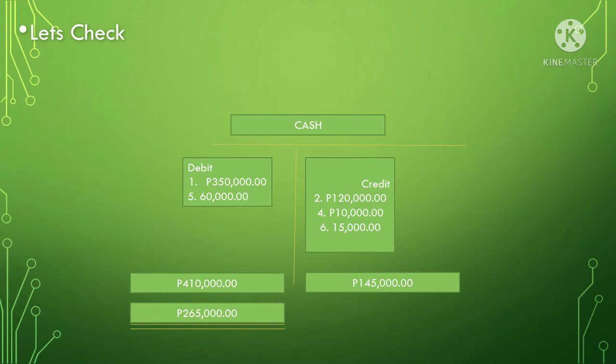Now karon ato ni siyang i-deduct, di ba? Kay ang normal balance sa asset which is cash is on the debit side. So atong i-deduct ang 410 minus 145 para makuha na kung pila na lang ang kwarta nga nabilin. So kung ato na silang i-deduct, ang total remaining amount is 265,000 pesos. So mao na siya karon ang atong i-forward dito sa balances, nga mo represent sa account title nga cash.